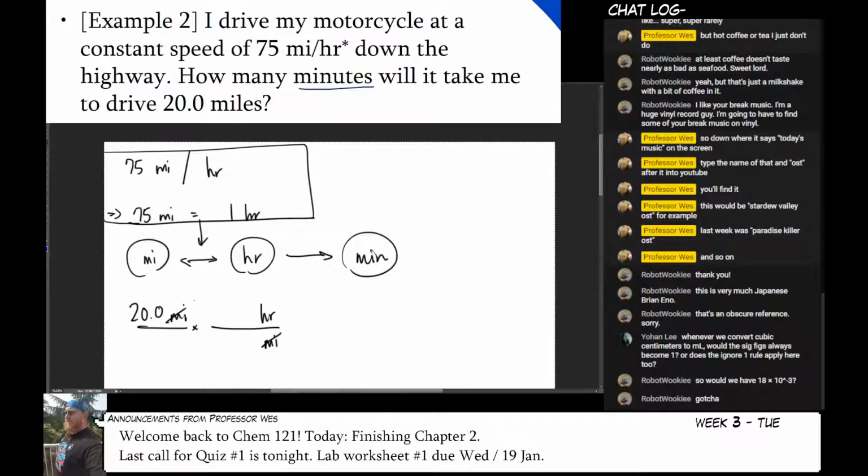How many miles and how many hours? Well, in 1 hour, you drive 75 miles, right? So we'll just fill that in. And then hours to minutes. How many minutes are in an hour? 1 hour is 60 minutes.